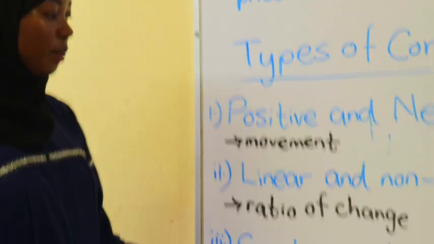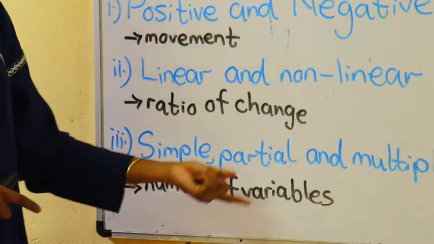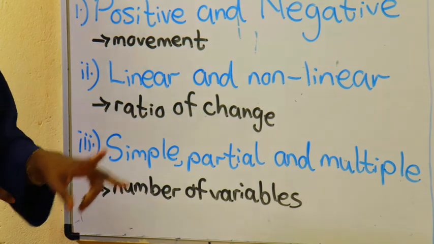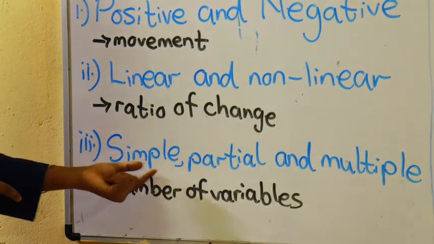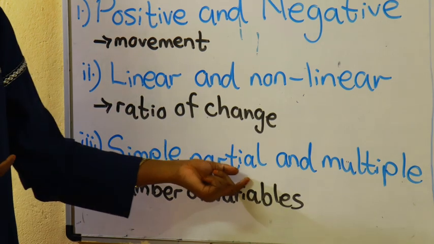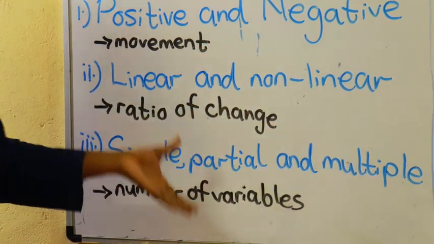So the other one is simple, partial, and multiple. Here we are looking at the number of variables. When you're only comparing the relationship between two variables, that is simple. If it is more than two variables, that can either be partial or multiple. So you should take note of how to define these three.